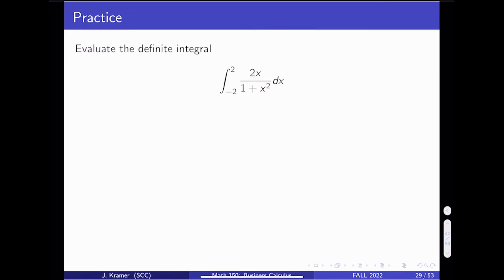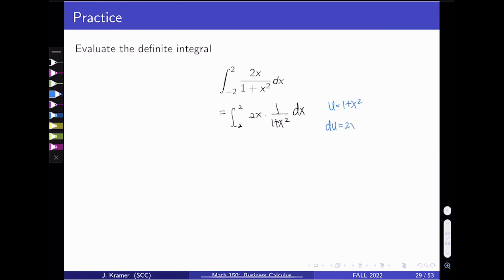So let's evaluate the definite integral from -2 to 2 of 2x over 1 plus x squared dx. Again, this isn't explicitly a product, but we could rewrite it as a product as the integral from -2 to 2 of 2x times 1 over 1 plus x squared dx. What you'll start to see as you do more practice is that whatever you choose to be u, when you take the derivative it should simplify to the other product. So I'm going to let u be the denominator, 1 plus x squared, so that du is 2x dx.